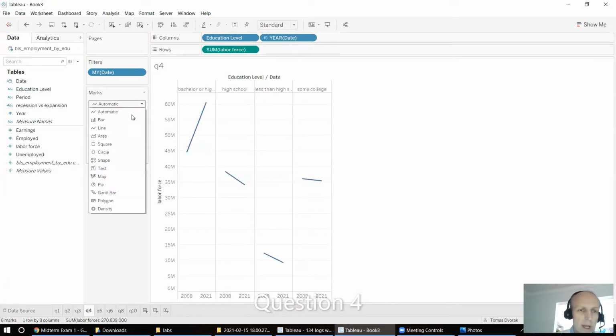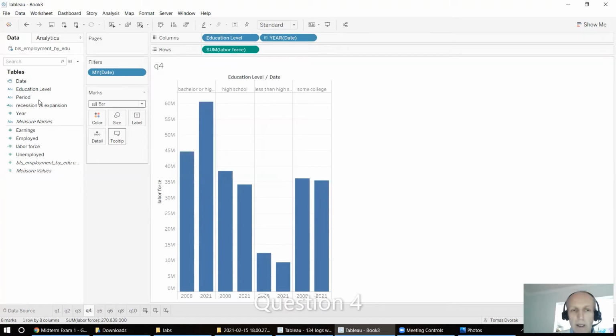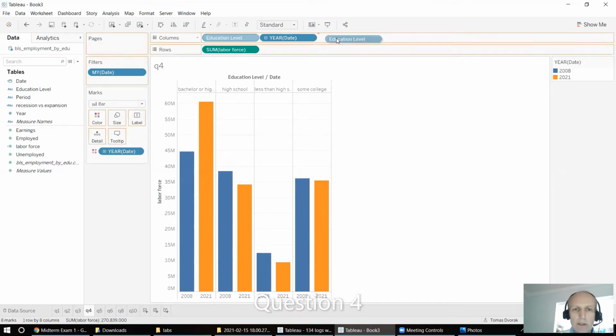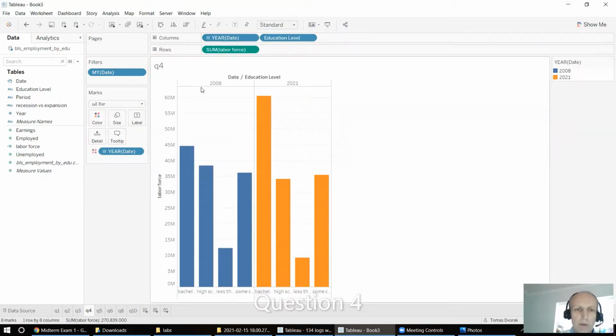Let's switch it back to bars. And let's actually put date onto color so we can see those bars, different years in a different color. And at first, actually, let's flip it this way so that we have 2008 and 2021. Obviously, we had more people in the country in 2021 than in 2008. So that's why I'd like to see what are the shares of a different education level in the overall labor force rather than the plain counts.